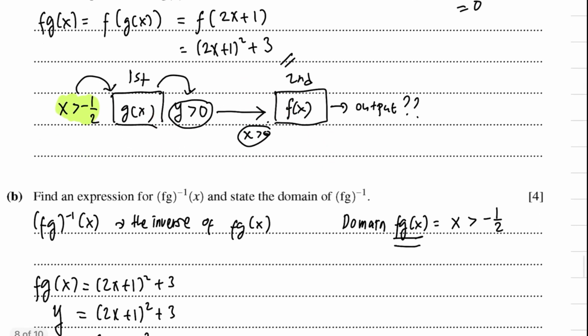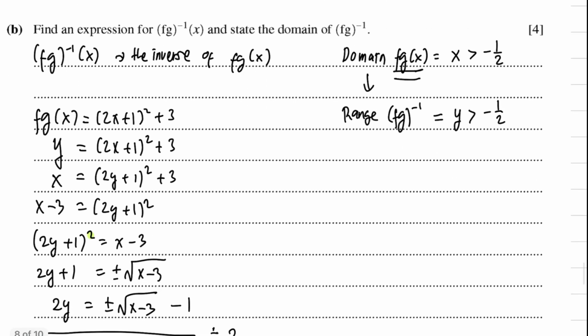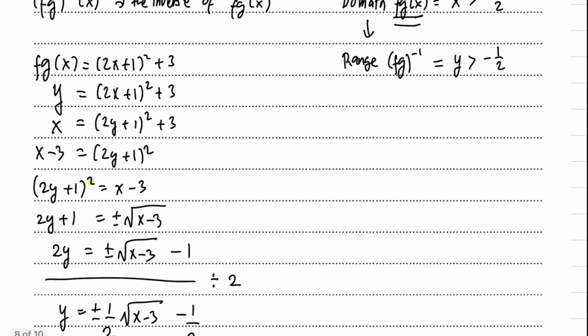And after that, the domain of f(g(x)) will become the range of the inverse, which is (fg) inverse. So that will become y bigger than minus half. That means we take the positive. Why? Because we know that the square root is always positive, times half is always positive, and the y values are mostly positive because it's bigger than minus half. So that means we have to put positive. So y, or f inverse, will become 1 over 2 square root of x minus 3, minus half.